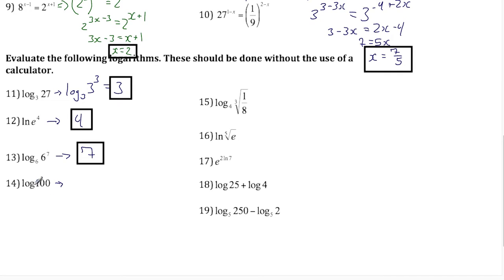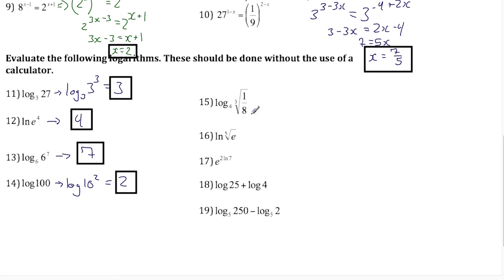Log base 10 of 100. Well, there is no base here, so we assume it's base 10. It's called the common log, and 100 is 10 squared. So if we rewrite that, log of 10 is 1, because that's log base 10 of 10. So we're left with just the exponent again, which is 2.